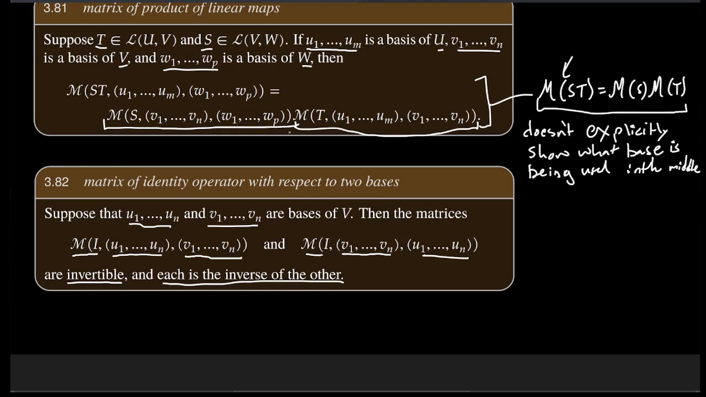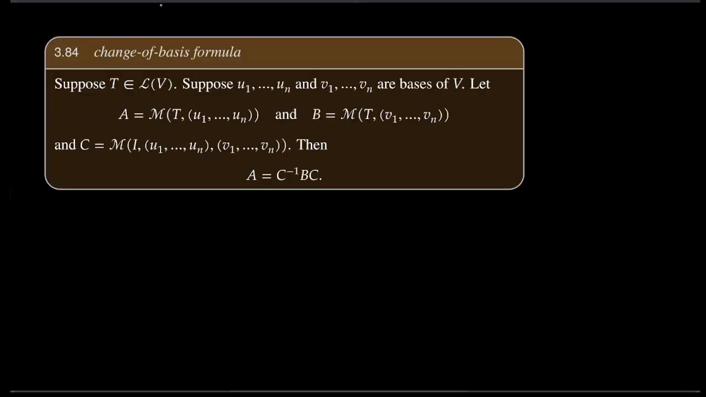These two facts will prove very, very useful to us. They come just straightforwardly from the definition of the matrix of a linear map. There's nothing fancy going on here, but this whole idea is very useful. So let's talk about it a little bit more and prove a few things. Here's the first thing we get: it's the change of basis formula.